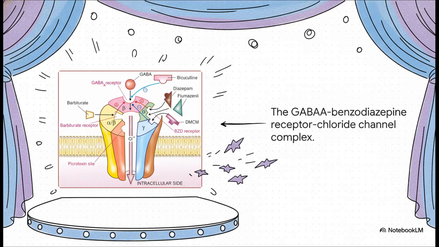Simple as that. And here it is, the whole machine. This is the GABA-A receptor complex. Now, I know, it looks a bit scary, all these subunits and labels, but don't worry, it's actually quite elegant. We're going to break it down. Just look at this as the stage where all the action is about to happen.